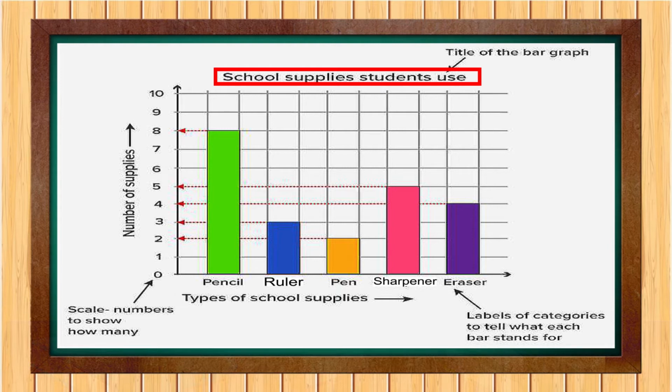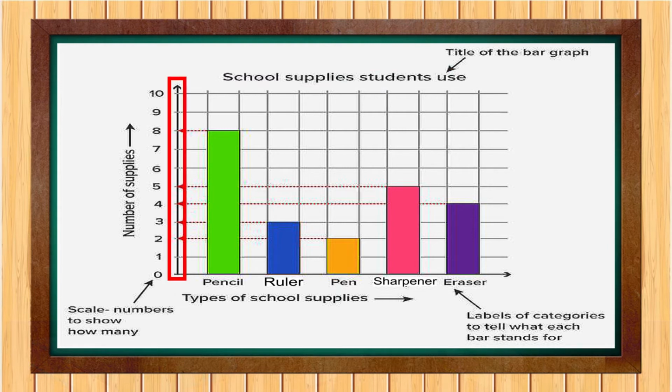Now, every bar graph has 2 axes. It has the vertical axis, which has the numbers written on it. In this case, our number starts from 0 and it goes all the way up to 10. So the scale has 1, 2, 3, 4, 5, 6, 7, 8, 9, 10. And that will indicate the number of supplies. The other axis, which is horizontal or running across, is depicting the types of school supplies. In this case, we have pencils, ruler, pen, sharpener, and eraser.